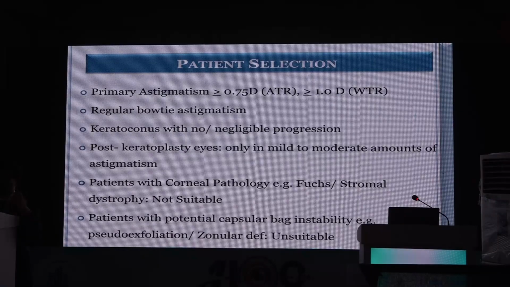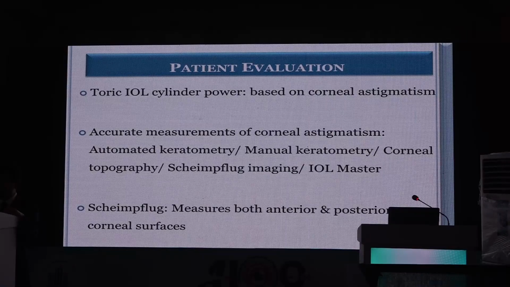In patient selection, you keep all those patients who have regular astigmatism, not irregular. You can do keratoconus and some unique cases as well, wherein there is no progression, which Dr. Tushar will be discussing with all of us. In conditions wherein we may require a corneal procedure later, such as Fuchs dystrophy or stromal dystrophy, we should avoid using Toric IOLs.